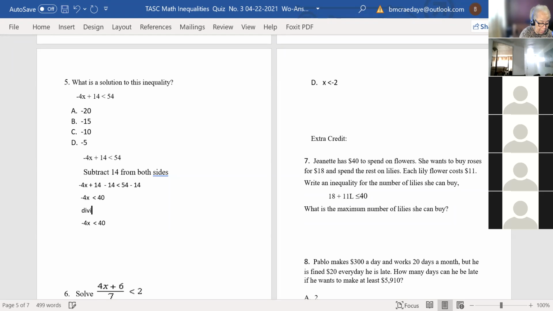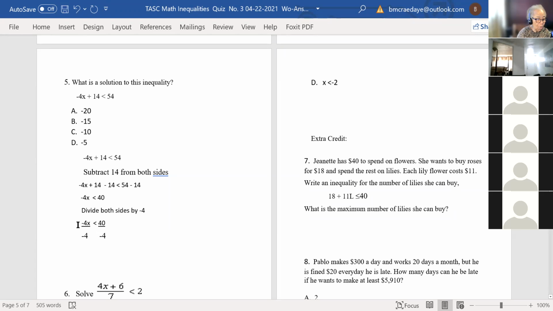So you divide both sides by what, Mercedes? By minus 4. The coefficient is minus 4. All right. So if you divide both sides by minus 4, let's just put minus 4 on the left and minus 4 on the right. So we divide both sides by minus 4.